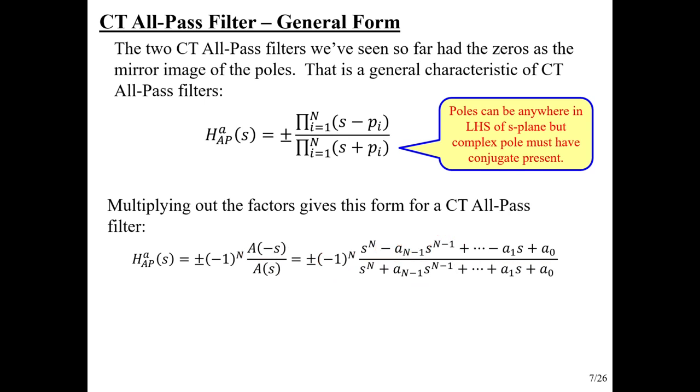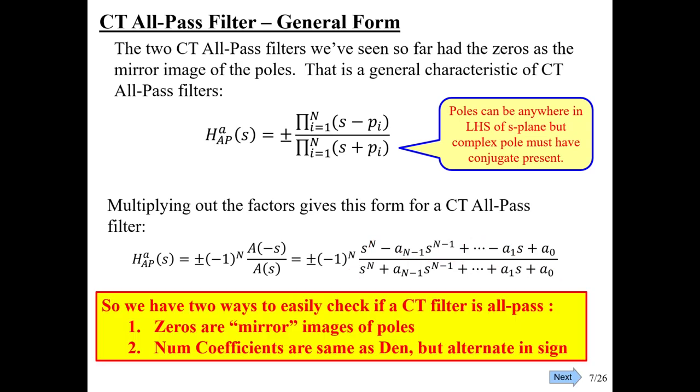So the key thing to look for is you look at the denominator and then you look for alternating signs. That's a key sign that this is going to be an all-pass filter. So there's two ways that we can check. We can check with this mirroring idea, and this tells us that we've got that mirroring action going on. But we can also look for the numerator's coefficients being the same as the denominator in magnitude, but alternating in sign. So two easy ways to check and see if it's an all-pass filter.